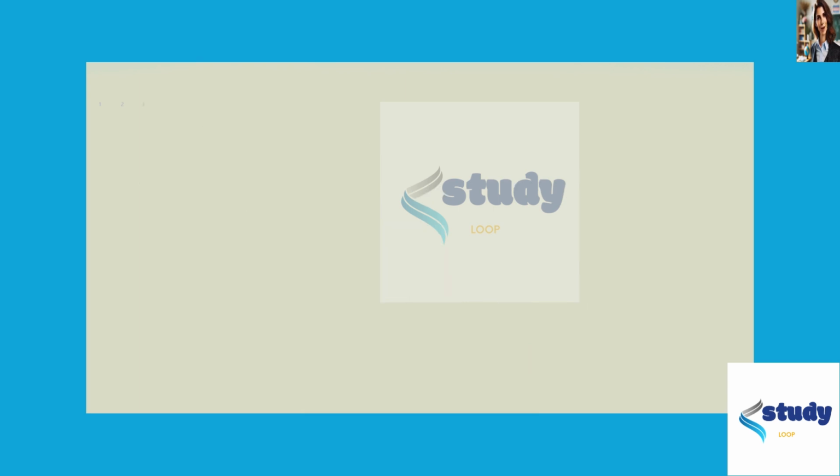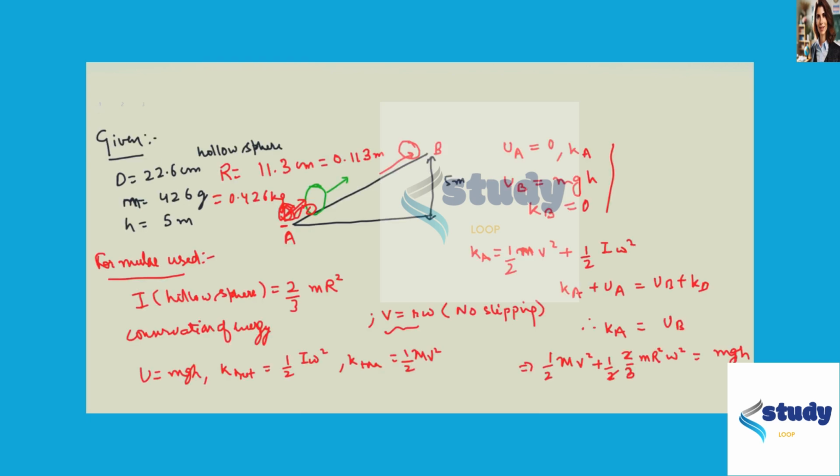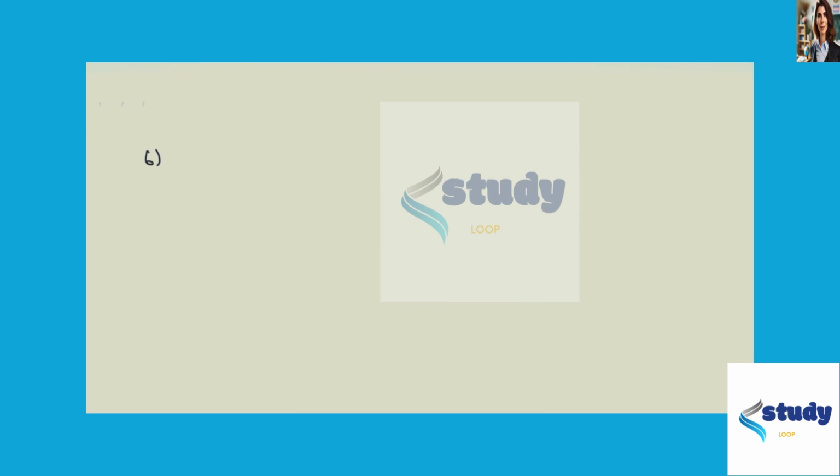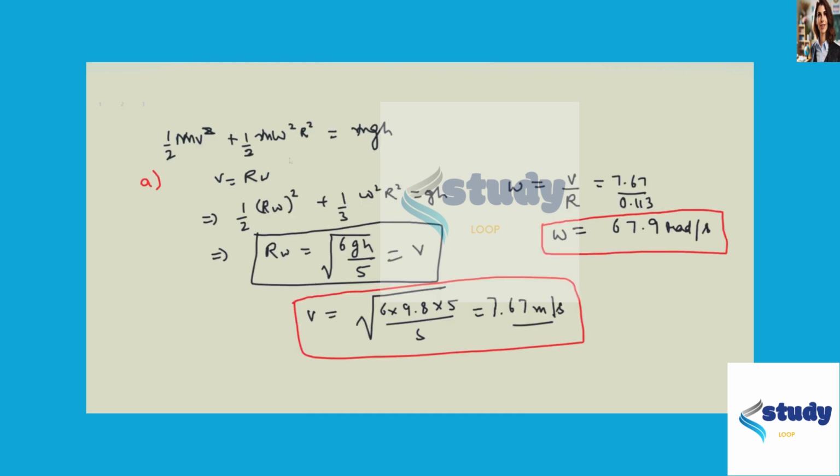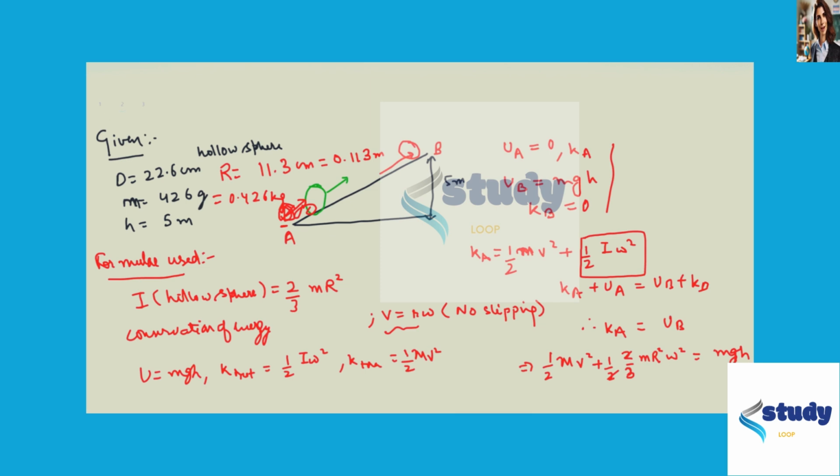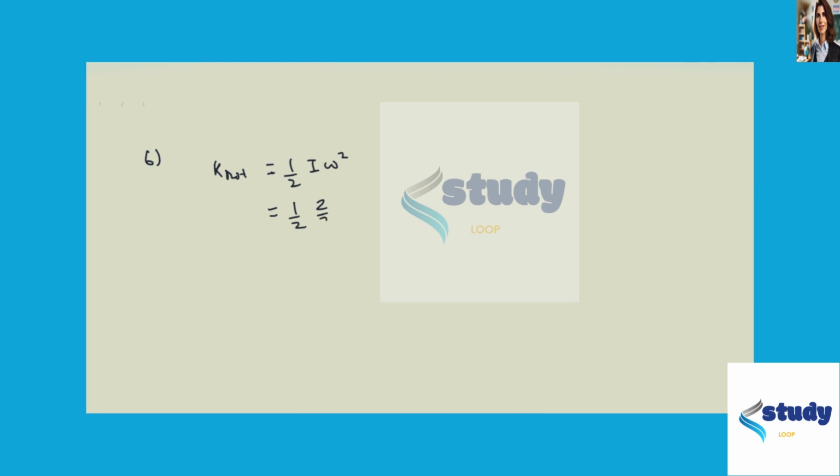Now we need to find the rotational kinetic energy when the sphere was at this position. At point A, the rotational kinetic energy is half I omega squared. Half of I, which is 2/3 mr squared, times omega squared, gives us 1/3 m r squared omega squared, which is half m v squared.